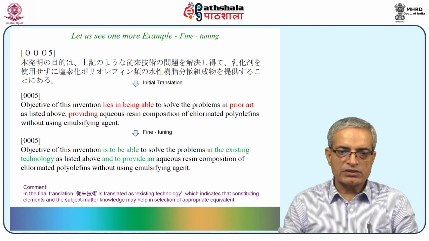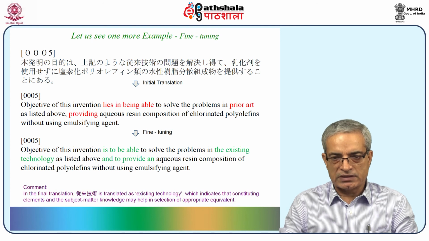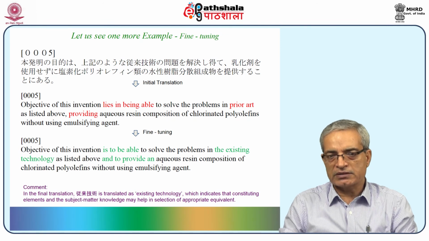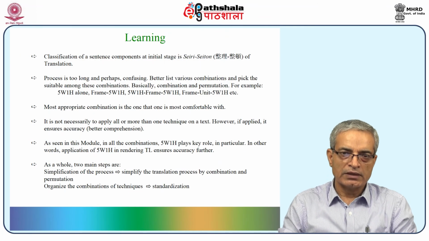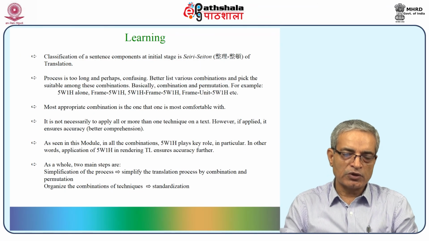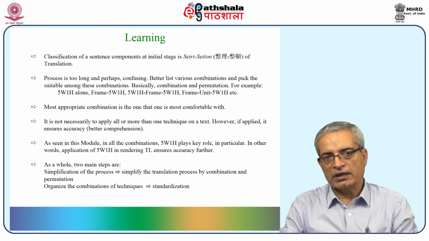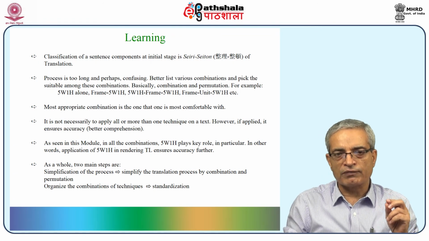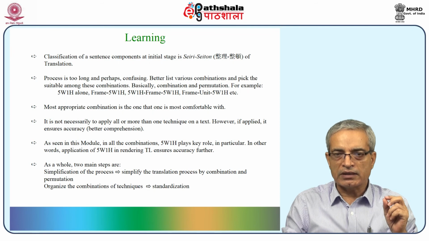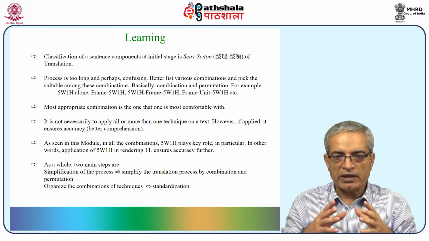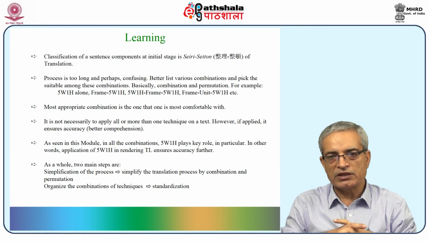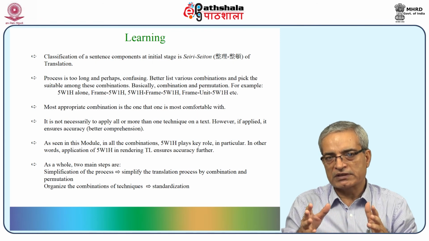In the final translation, this "jurai gijitsu" is translated as existing technology, which indicates that constituting elements and the subject matter knowledge may help in selection of appropriate equivalent. That's all in this module. We have done a few examples here, and the learning is classification of sentence components at the initial stage. It actually amounts to Seri Seton of the Japanese 5S system.